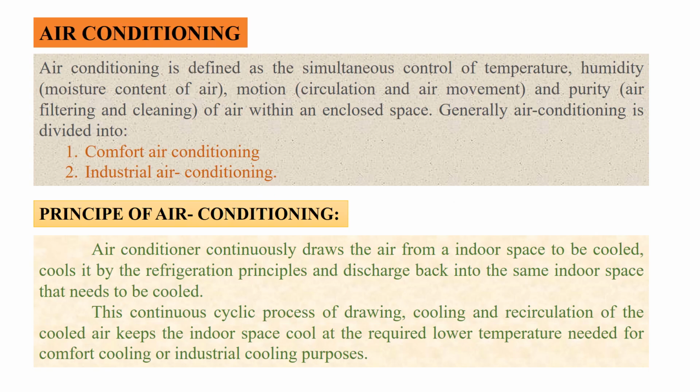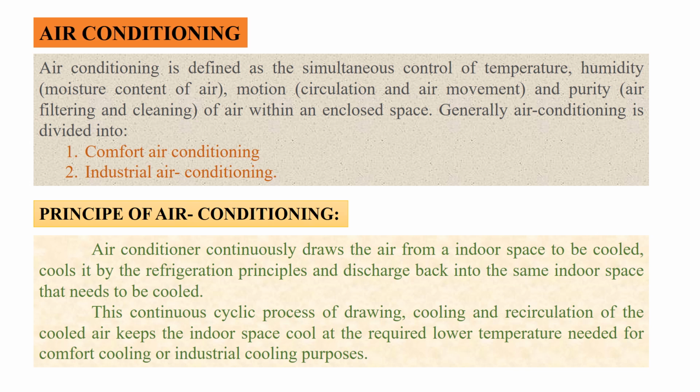Okay, so air conditioning. What is air conditioning? You have to maintain a temperature and also you have to filter the air. So that is the air conditioning. You have to maintain temperature as well as humidity. Humidity is the moisture present in the air, and you have to control that. And you have to purify the air. You have to clean and filter the air. So that is the air conditioning. You will have two types, comfort and industrial.